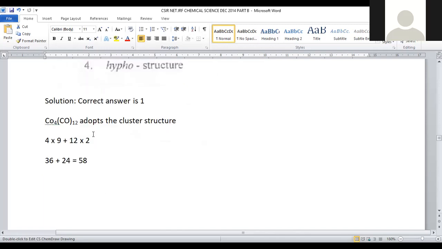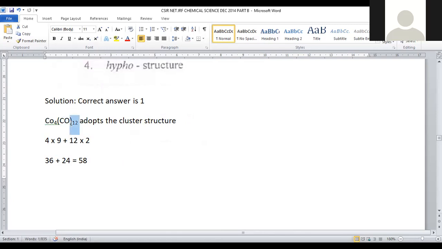When we take Co4(CO)12, it adopts the cluster structure. How many cobalt metals are there? 4. Then what will be the valence electron count of cobalt? Cobalt is a d7 system, 7 electrons in the d orbital, 2 electrons in the s orbital. 7 plus 2, it will be 9.